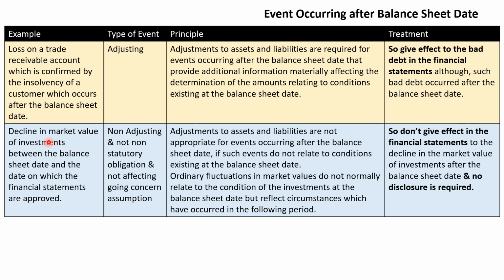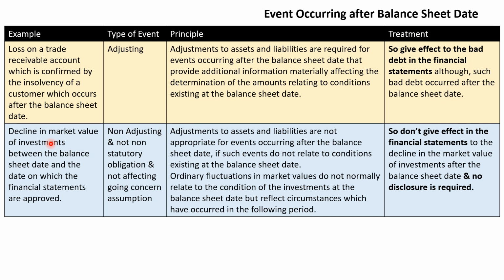Second example, now as on 31st March we are having some investments in balance sheet. And on 4th September the board of directors are going to approve the financial statements. By that time those investments have fallen their value in the share market. So there is a decline in the market value of investment between the balance sheet date and the date on which the financial statements are approved. Then what type of event is it? Should we say let us write off the investments just like we wrote off the bad debts?